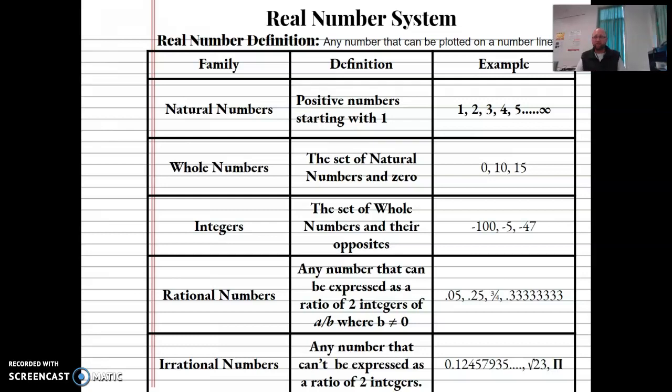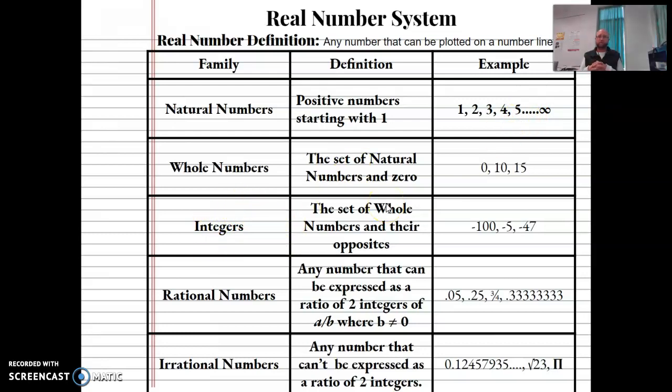The next set of numbers is whole numbers. There's only one difference between whole numbers and natural numbers. 0 is a whole number. It's not a natural number. I know it's kind of confusing why they would do that and just include one other number, but that's the way that it works. So any natural number is also a whole number, but not all whole numbers are natural numbers, okay?